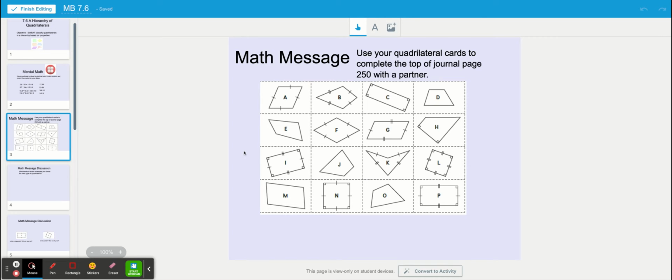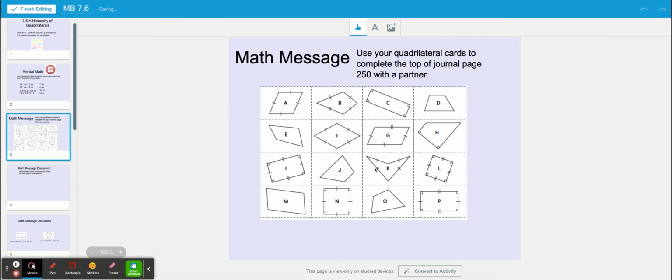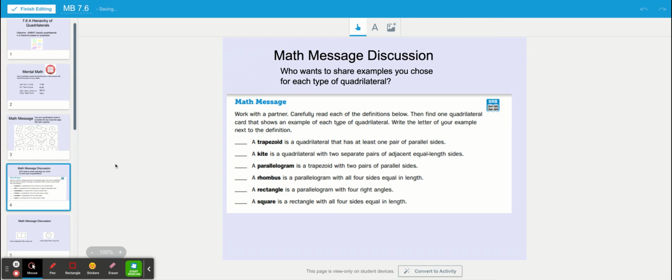You'll notice some of them have right angles represented right there. Some of them have acute, some of them have obtuse angles. Some of them have congruent sides. Some of them have sides that just don't match up in length or angles. So our math message here says, again, to work with the partner, carefully read through the definitions below, then find one quadrilateral card that shows an example of each type of quadrilateral. Write the letter of your example next to the definition.